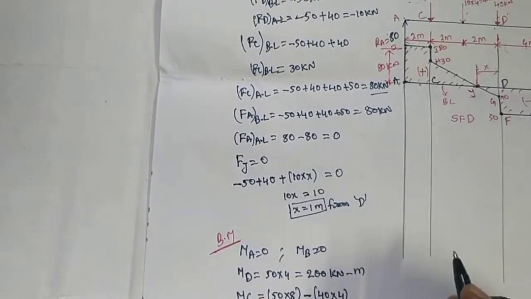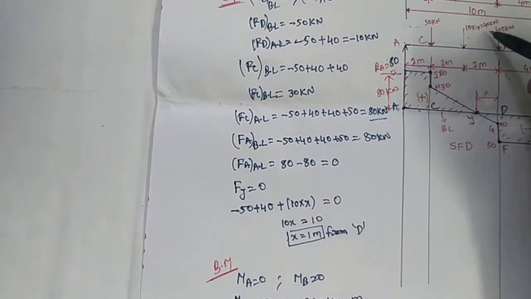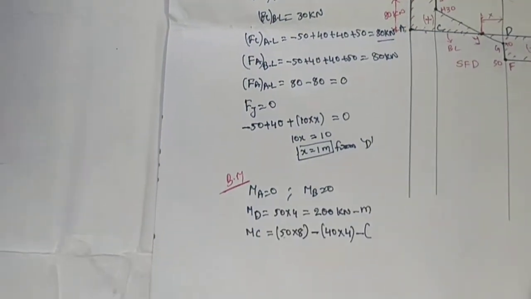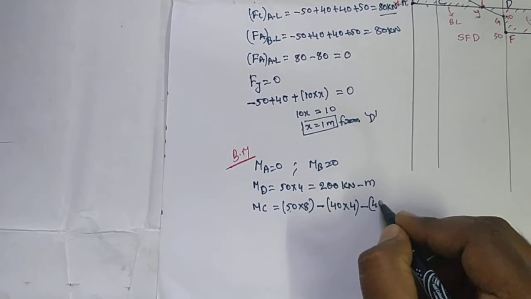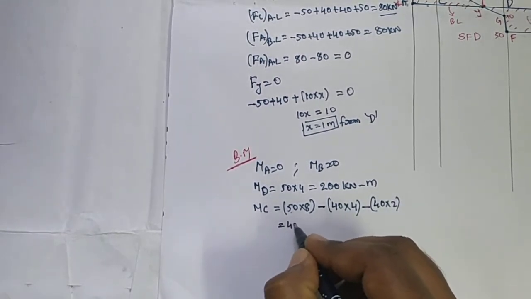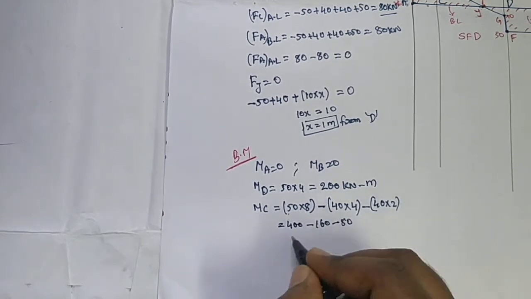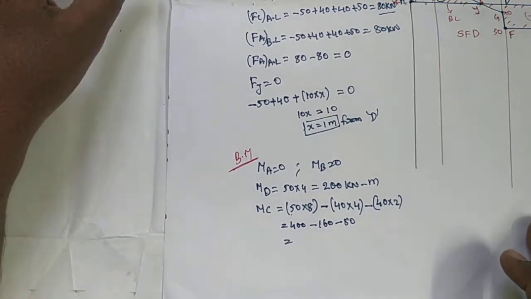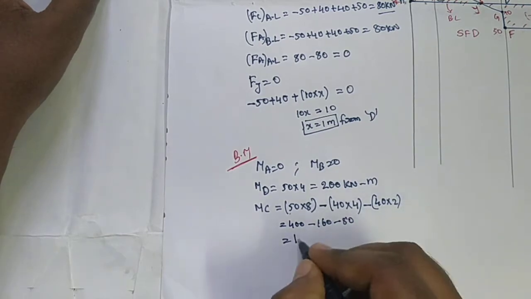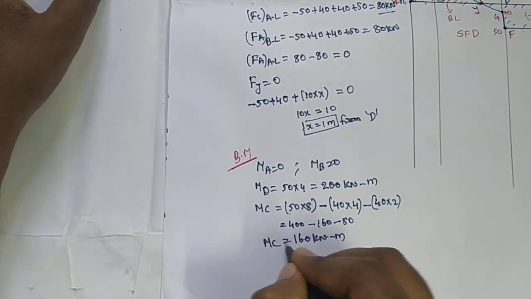Next, minus of, here the UDL load is 40 kilonewtons, acting at a distance of 2 meters from C, so that it can be written as minus of 40 into 2, so that the value is 400 minus 160 minus 80, so that the value is 160 kilonewton meter. It is bending moment at point C.